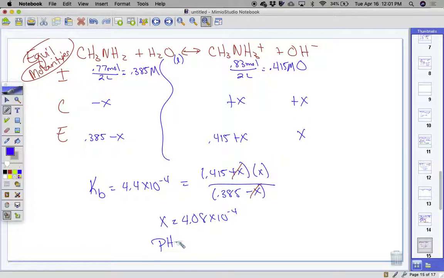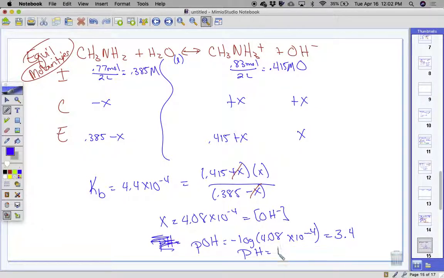So then the pH is, that is the H plus concentration. No, it's not. That is the OH minus concentration. See, you'll make that mistake too, so pay attention. So the pOH is the negative log, of 4.08 times 10 to the negative 4. So what's the pOH? 3.39. Okay, so we'll just call it 3.4. And then the pH is going to be 14 minus that, which comes out to be what? 10.6.